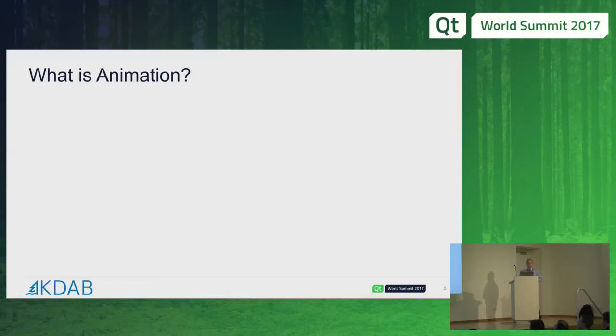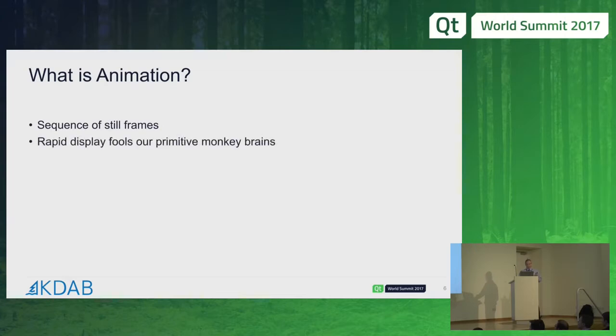Okay, so fundamentally, what is animation? It's basically just a sequence of still frames. But if we display them rapidly enough, it fools our primitive little monkey brains into thinking that something's actually moving in between. Our brain kind of fills in the gaps, doing a sense of interpolation internally.